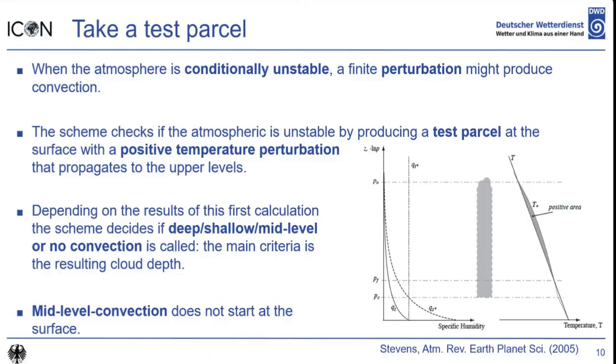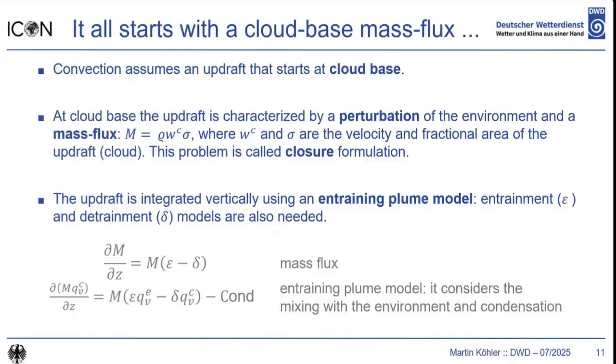You start with a little perturbation at the beginning so that it keeps going. And then once you get the information back, how high did it go, then you call this convection either shallow convection, mid-level convection, or deep convection. So that's the first thing.